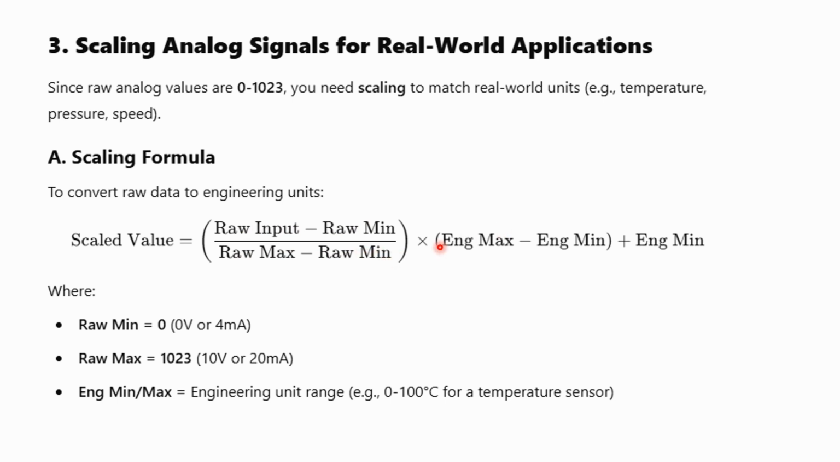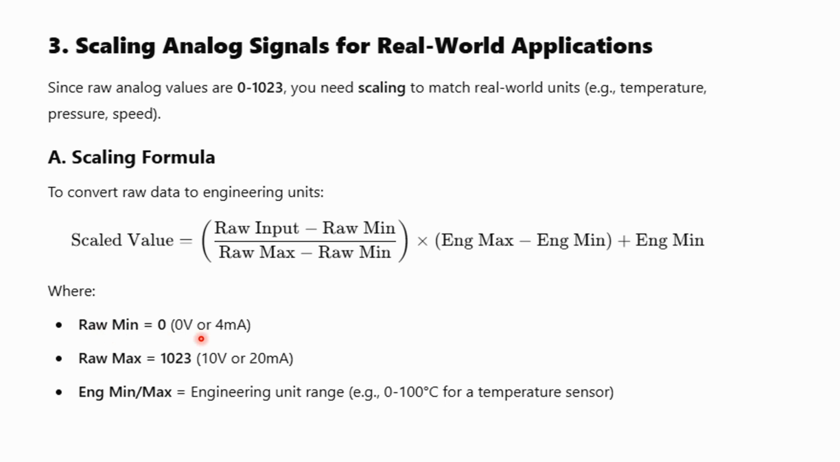And then you multiply that by your engineering max. Now, if we're dealing, say, with pressure, maybe I have a pressure sensor that reads 0 to 300 psi. All right, so my engineering max would be 300 psi. The engineering minimum is 0. And then, well, they're just showing adding the engineering min again.